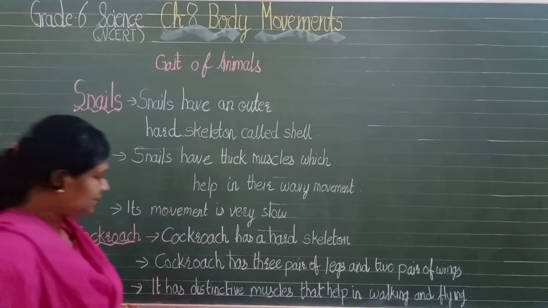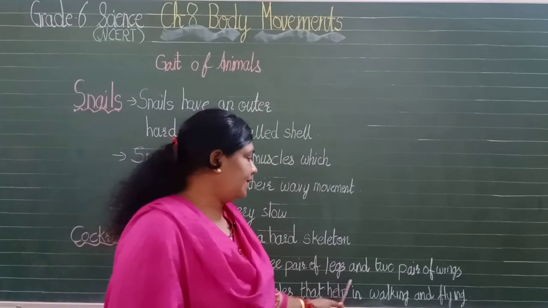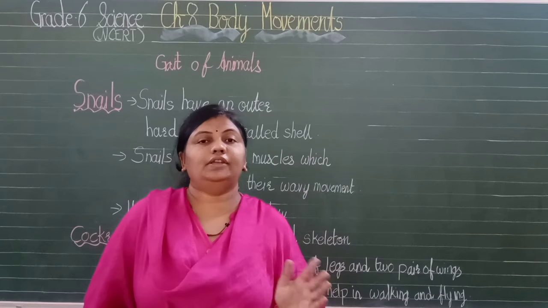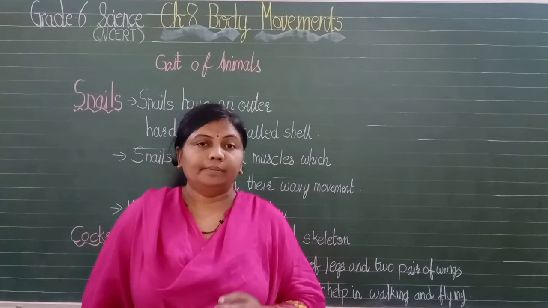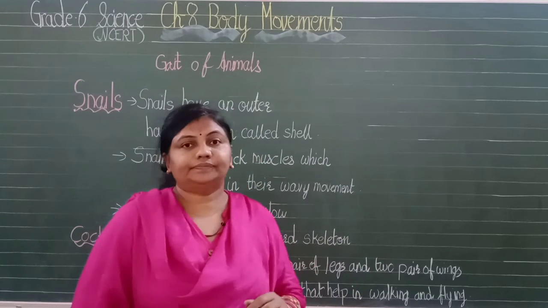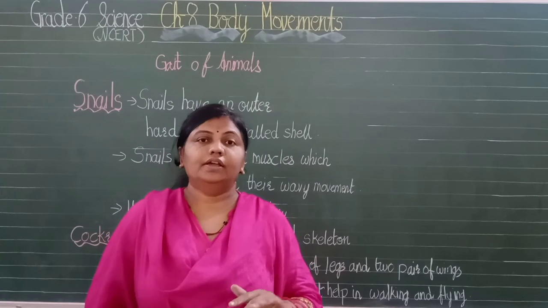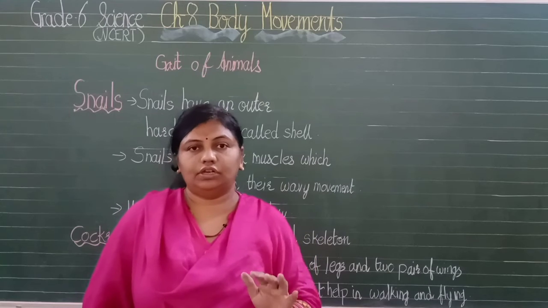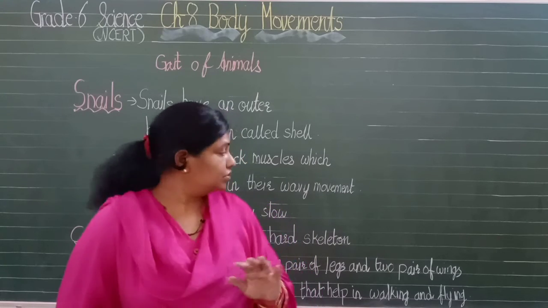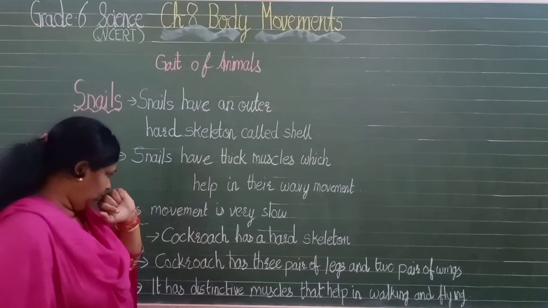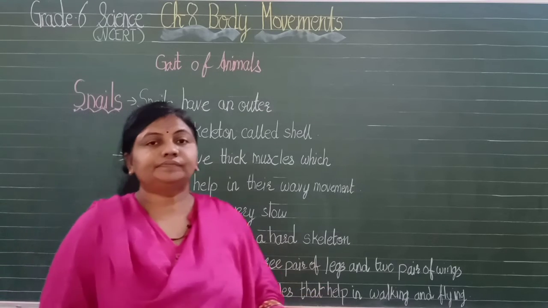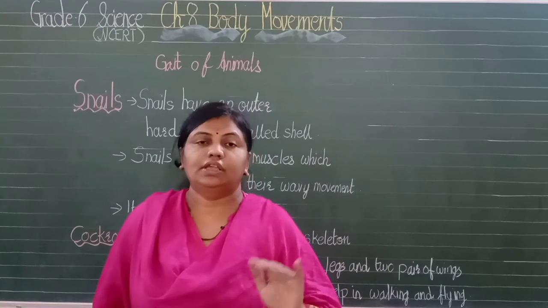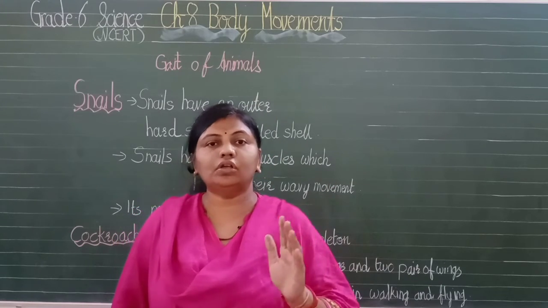It has distinctive muscles that help in walking and flying. So cockroach also walks and it also flies, but it cannot fly in the sky. It will fly to a certain extent only, okay, at your room level only, not higher than that. So cockroach has a hard skeleton, 3 pairs of legs and 2 pairs of wings. It can also walk and also fly.